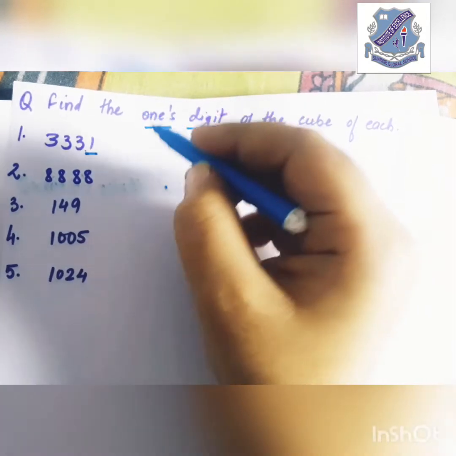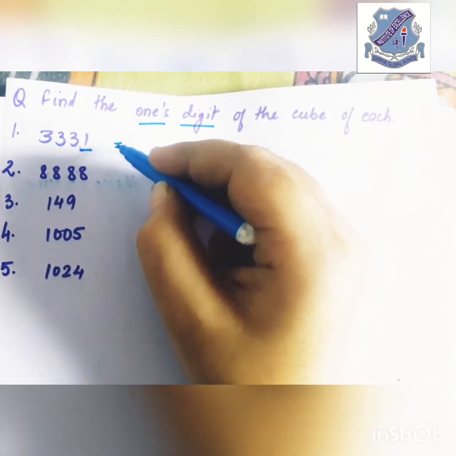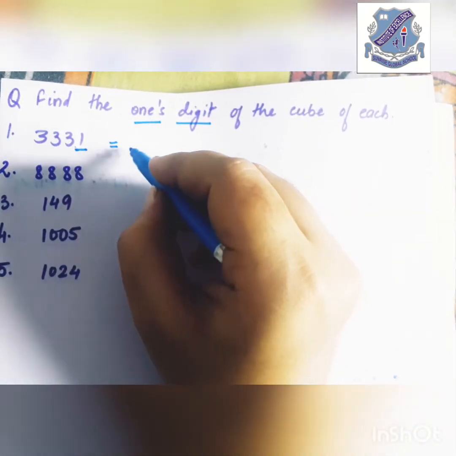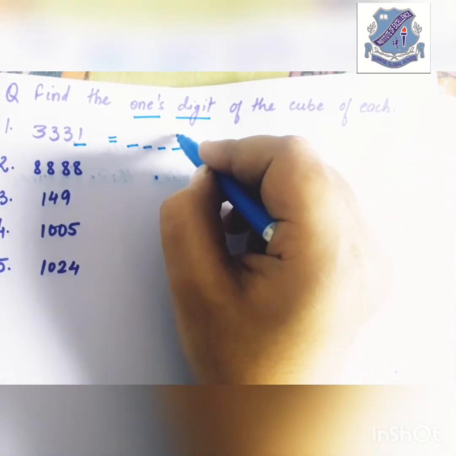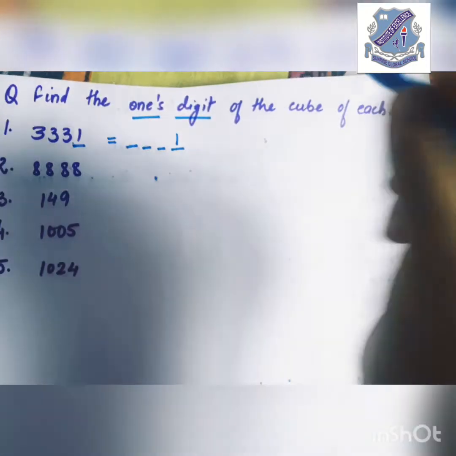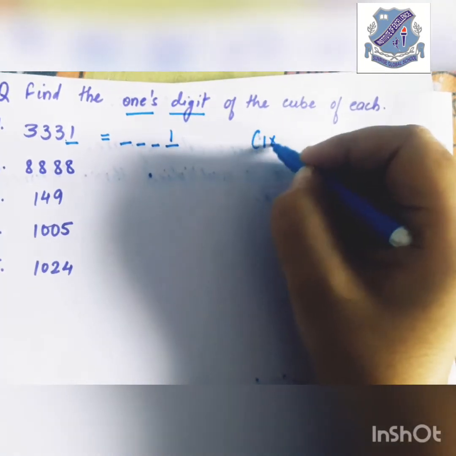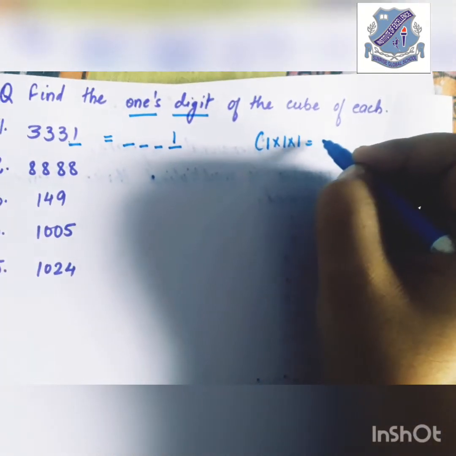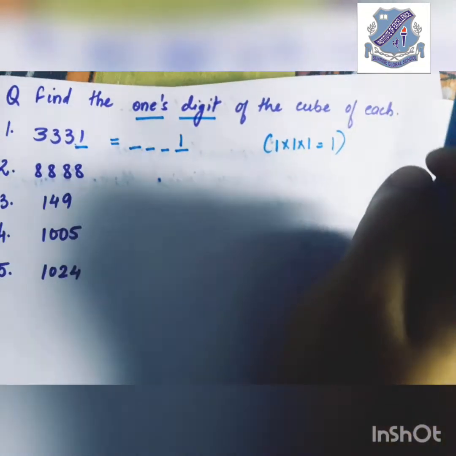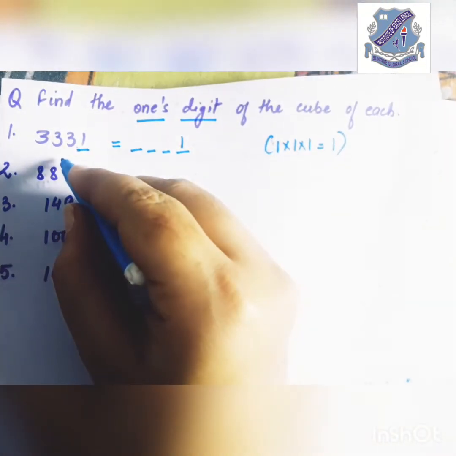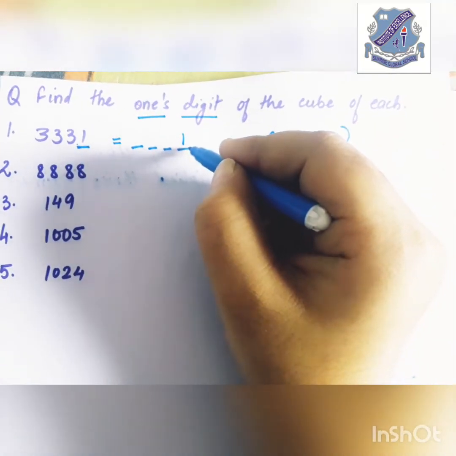So if it is 1, then the cube of this number, whatsoever number it will come, the unit digit will always be 1, right? Because if we multiply 1 into 1 into 1, we will get 1, right? So the unit digit of the cube of this number will be 1.